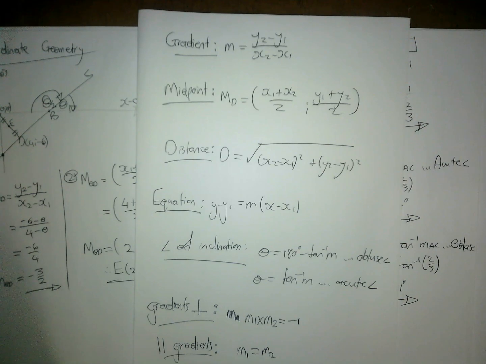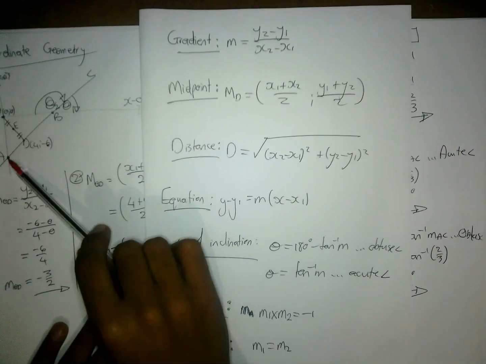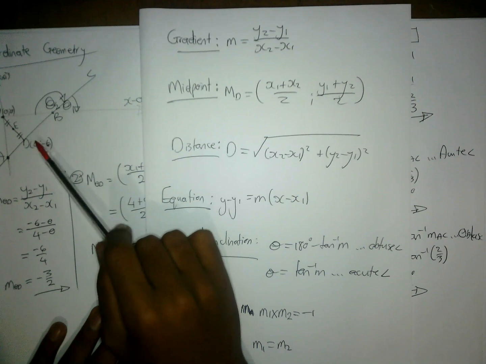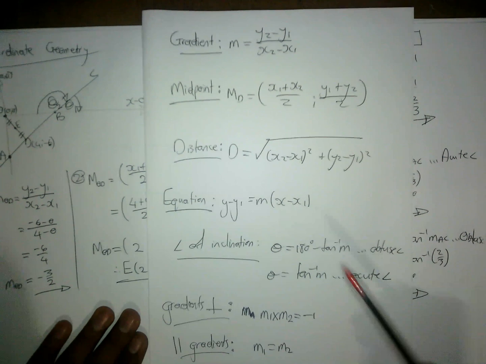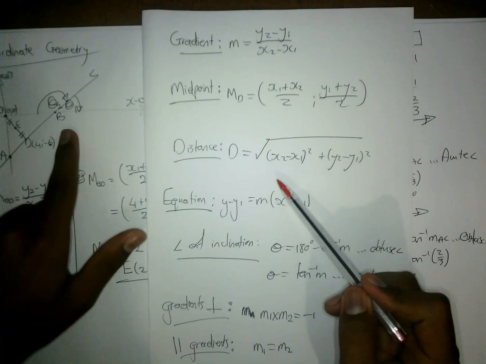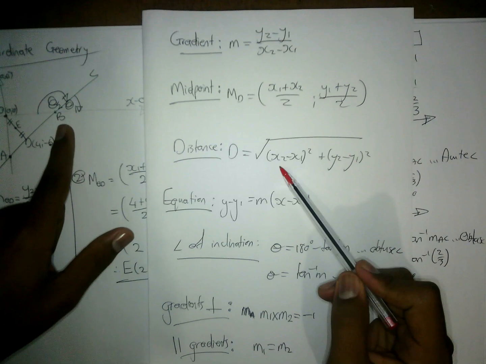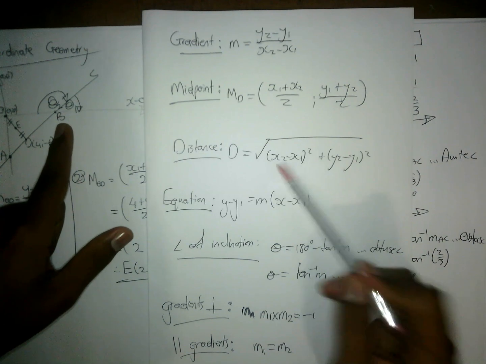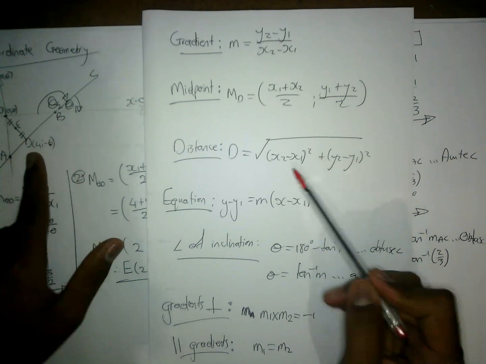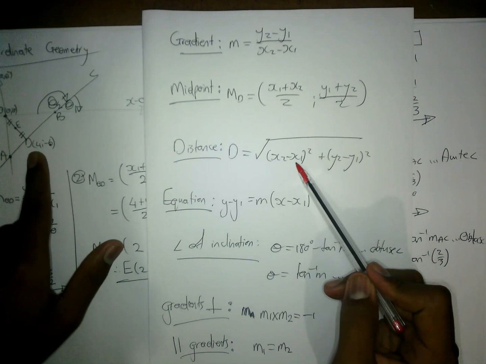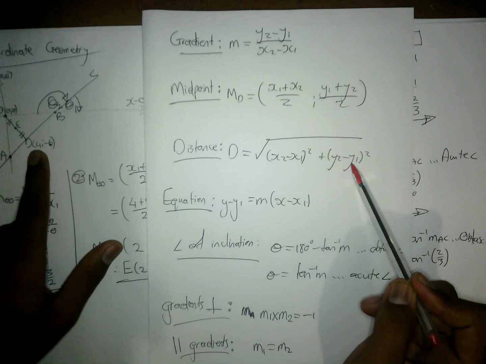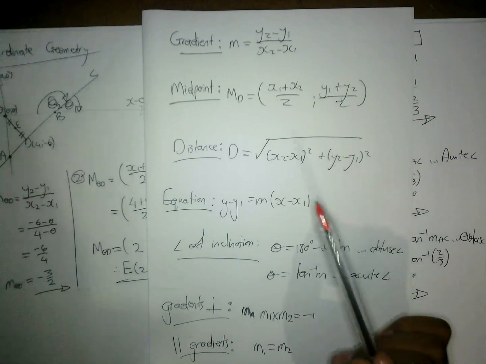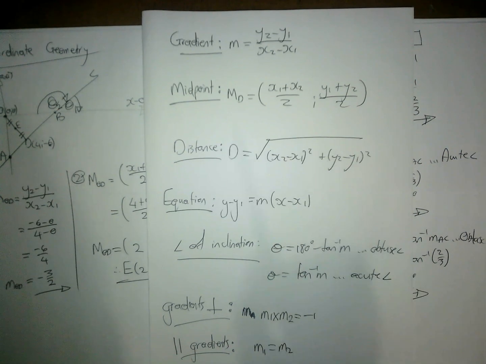Distance is the same. If they ask for the distance from point A to point B or from D to B, all you do is substitute whatever they say first. If you're going to use B first, you put the x of B and the y of B, then the x of D and the y of D. Substitute, calculator, finished. Very, very straightforward.